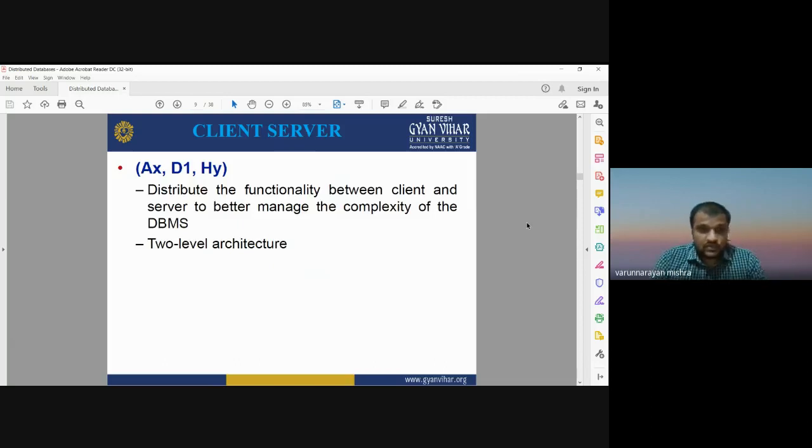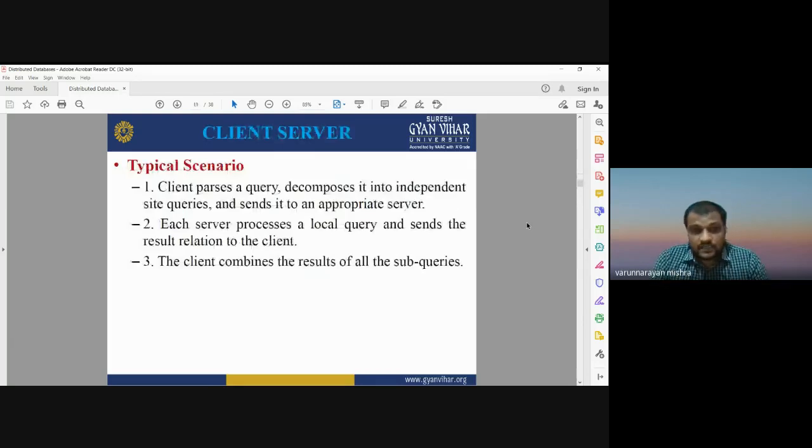The typical scenario under client server is that the client parses a query, decomposes it into independent queries, and sends them to the appropriate servers. Each server processes a local query and sends the result, that is a relation, to the client. The client combines the results of all the subqueries. These are the three scenarios under the client server distributed database management system.